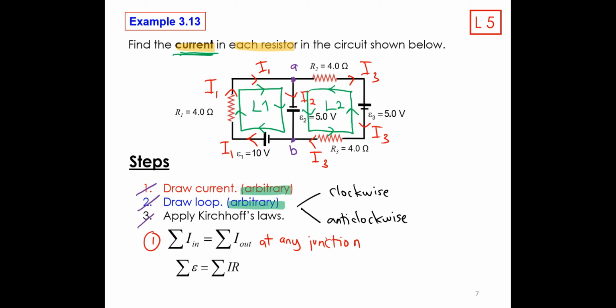And the second law is that the total EMF equals the total product of current and resistance in a closed loop. We can see that your loops are closed, so you can apply it. Alright, now let's do the mathematical equation.